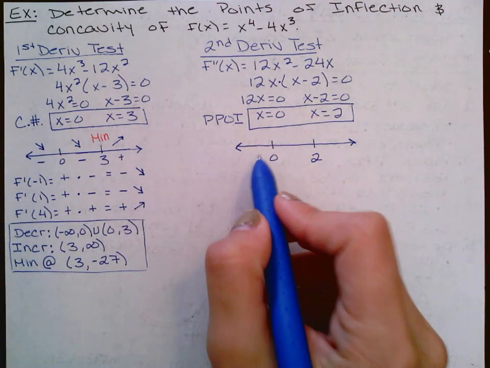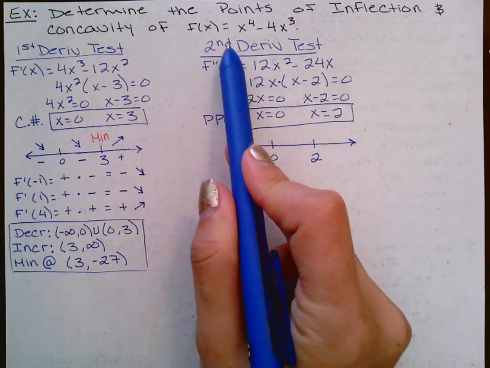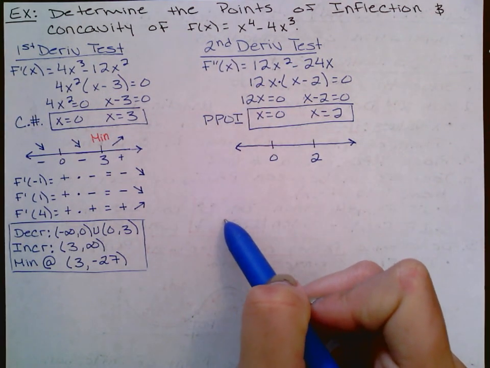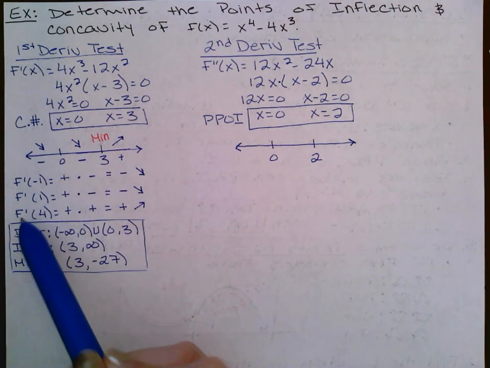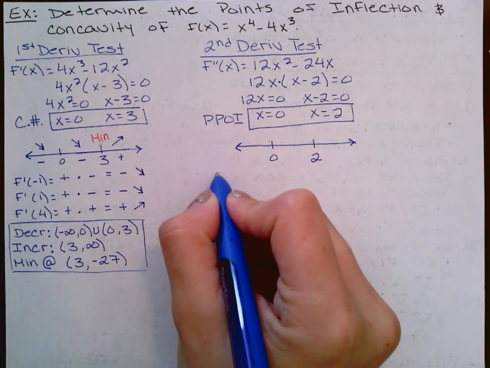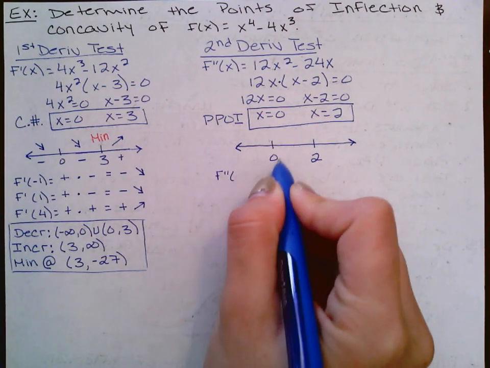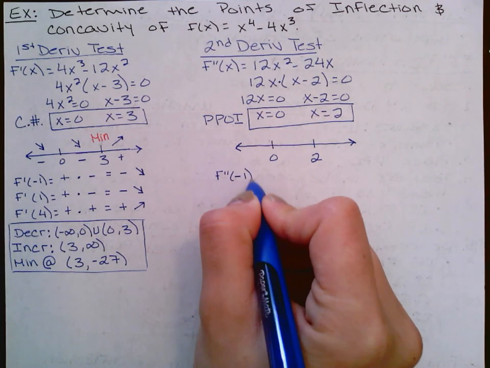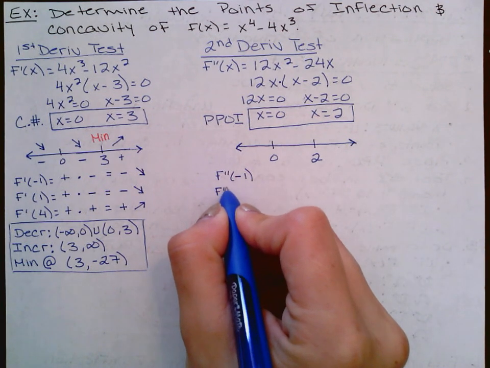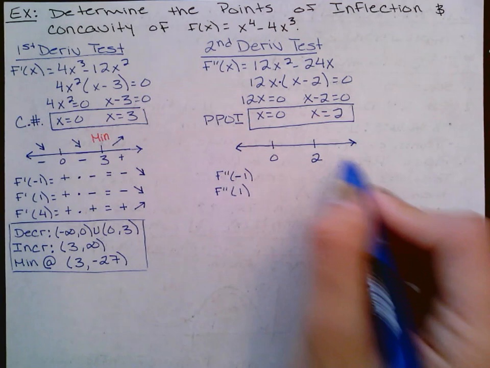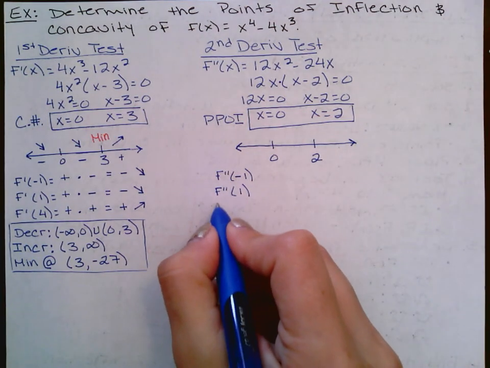So now I'm going to test numbers in between, and because I'm on the second derivative, I'm going to plug them into the second derivative. On the first derivative test, I plug the numbers in between into the first derivative. So an easy number before 0 would be -1. An easy number between 0 and 2 would be 1. And an easy number after 2 would be 3.